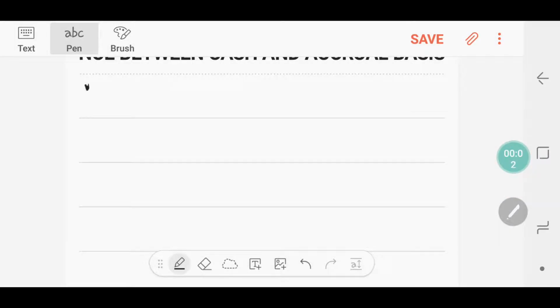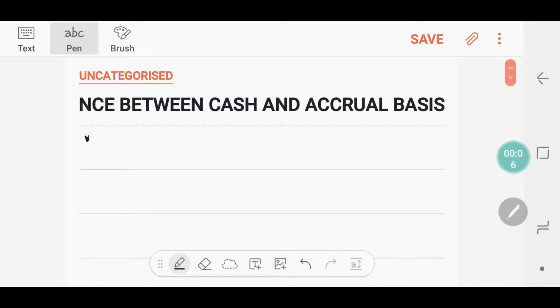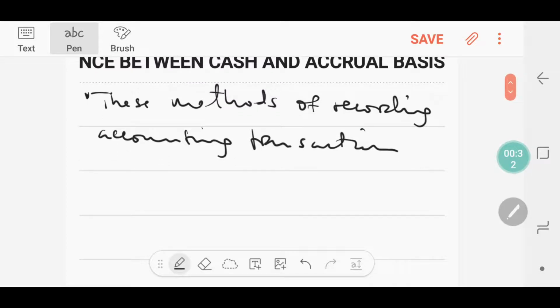Welcome back. Today we are going to discuss the differences between cash and accrual basis. What are the cash and accrual basis? These are methods of recording accounting transactions. So cash basis and the accrual basis are methods which are used to record the accounting transaction.